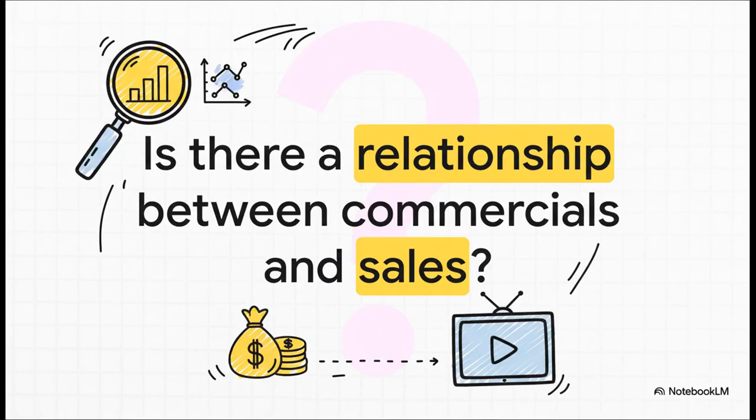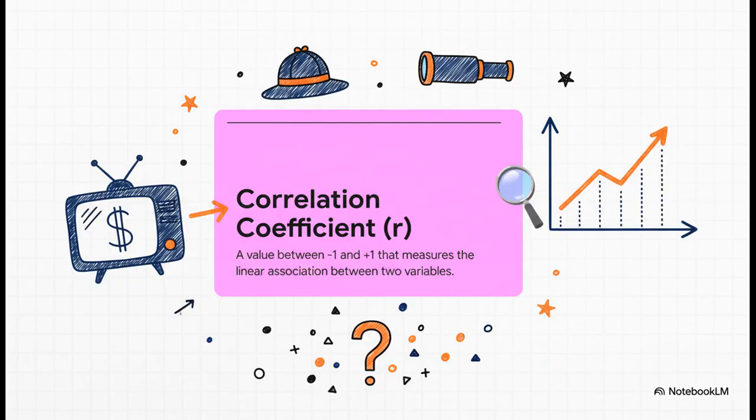This is it. This is the question that started this whole thing. Is there a real relationship here? Do more ads actually translate into more money? All of our analysis, every single step, has been building up to this final, critical moment. The tool for this final job is the correlation coefficient, and it's represented by the letter R.